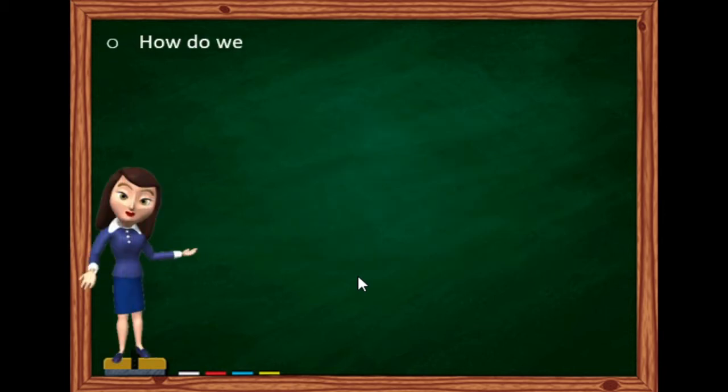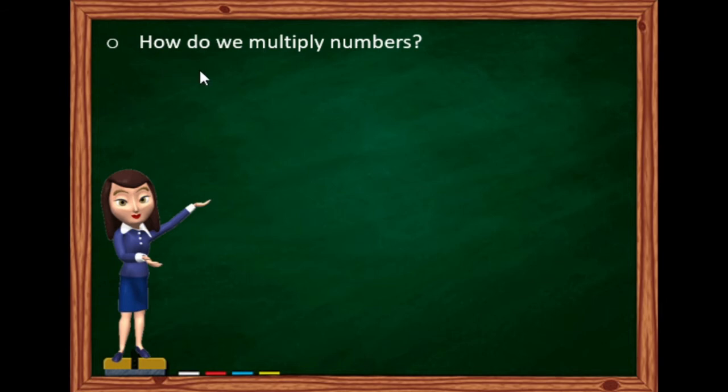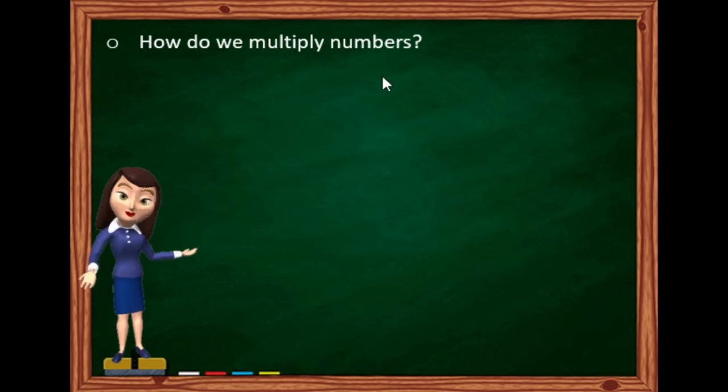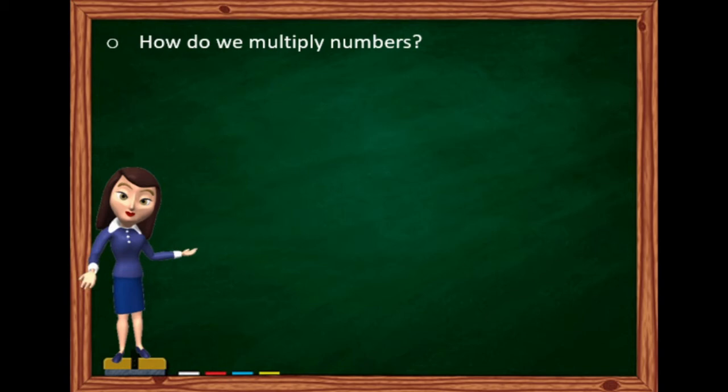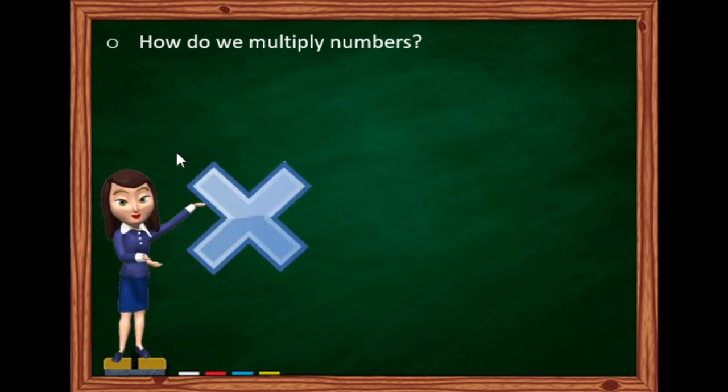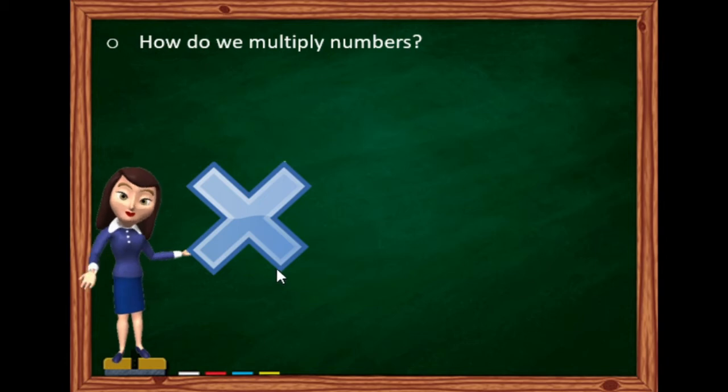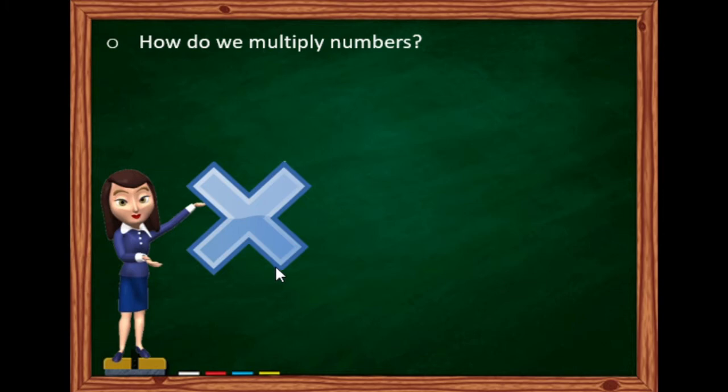First thing you need to know is how do we multiply numbers? I'm sure you already know how to multiply numbers, so this is just a recapitulation or a review. Again, this is the symbol for multiplication. When you solve problems, you say multiplied by or times.